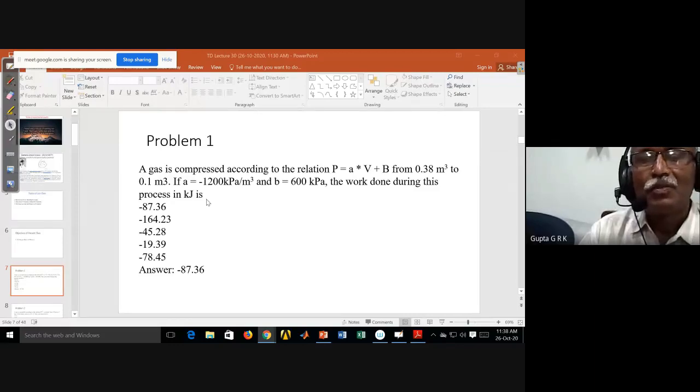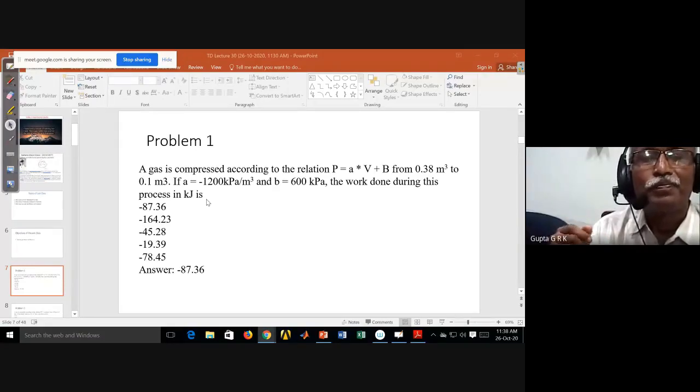...is given and the work done during this process. So what is the way you have to do? It is just work done is integral PdV. So P you have to substitute AV plus B. So you will get by integration A into V square by 2 plus B into V. So you have to substitute the limits.